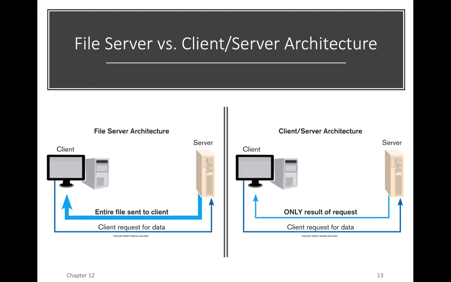When a client on a file server architecture requests data, the entire file has to be sent to the client. This means that data has to be locked on the server. There's a lot of data going across the network, and control is decentralized. If I do the same request on a client server architecture, the client still requests data, but now only the result of the request is sent back to the client.